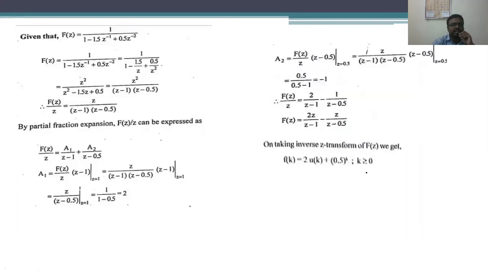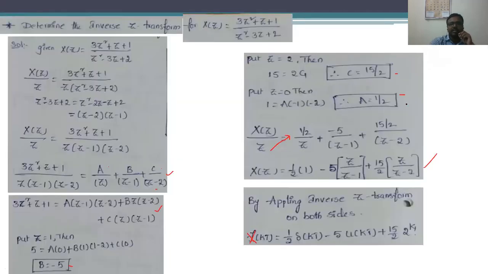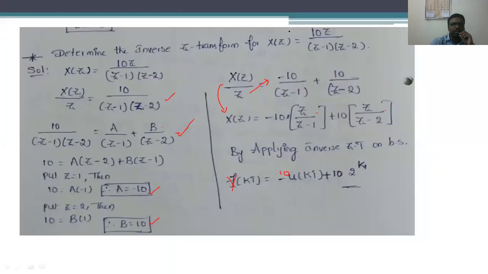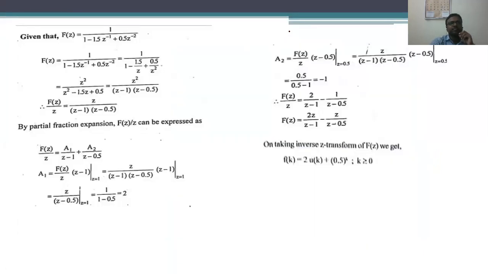Okay. So this is the statement of the problem, and usually the z transform equation can be represented in terms of z or z power minus 1 terms also. That means it is going to be represented as z or z power negative terms. Okay. So in order to solve these kinds of problems, let f of z is equal to 1 divided by 1 minus 1.5 into z power minus 1 plus 0.5 into z power minus 2.